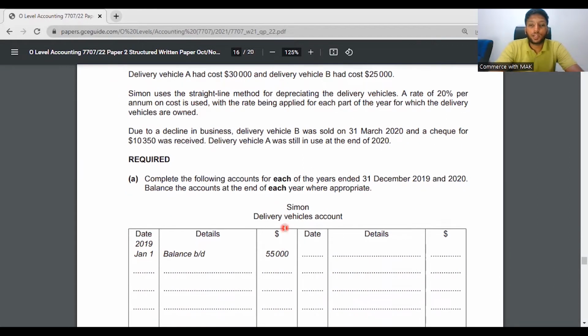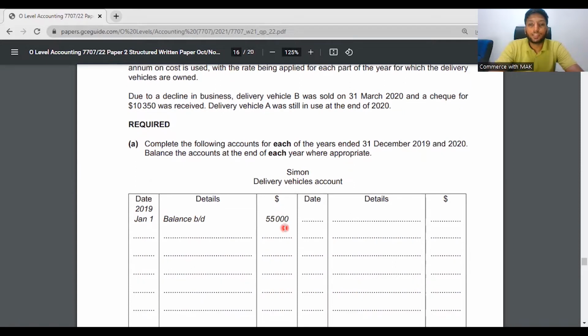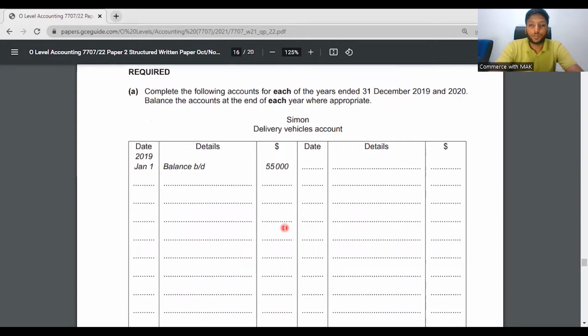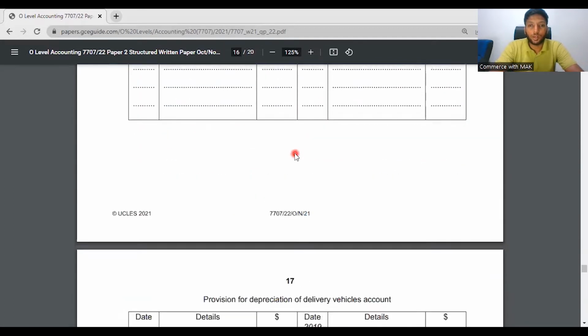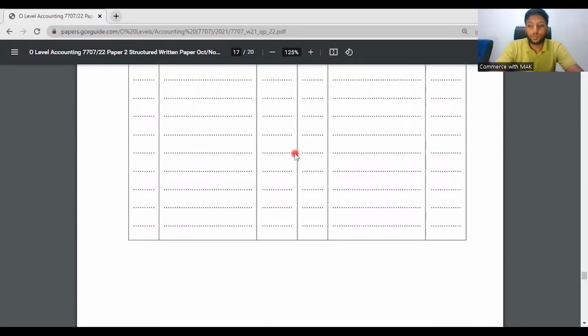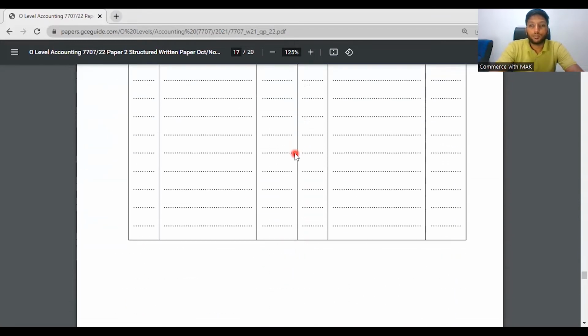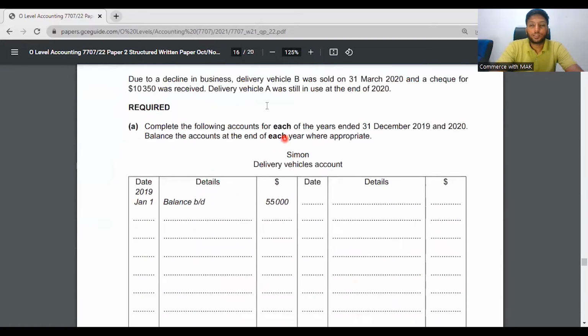So the first one, they are asking to complete the following accounts for each of the years ended 31st December 2019 and 2020. Balance the accounts at the end of each year where appropriate. They have given a Simon delivery vehicles account, which we will draw up in a while. Then we have the provision for depreciation of delivery vehicles account, and then the delivery vehicles disposal account. All 3 together carry 15 marks. So let's start scoring it.